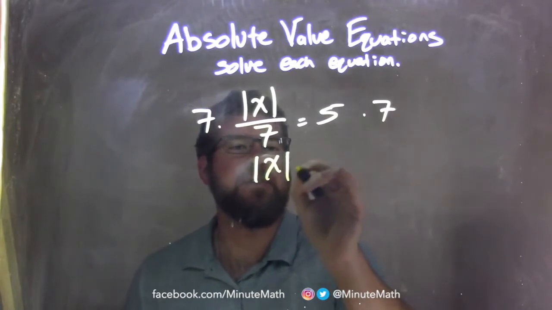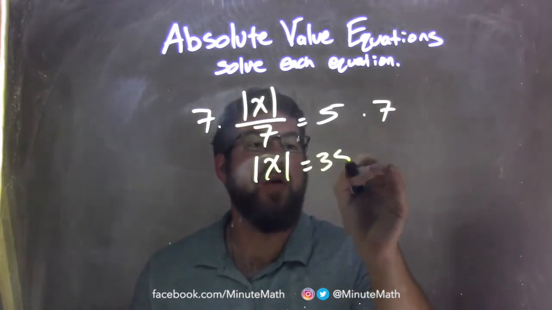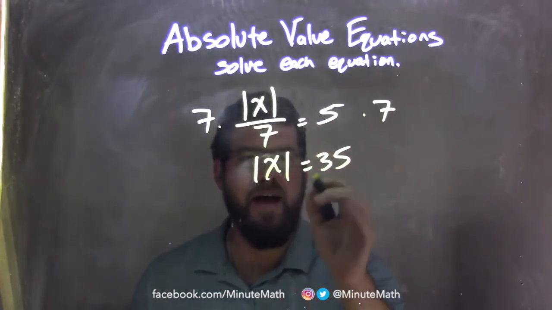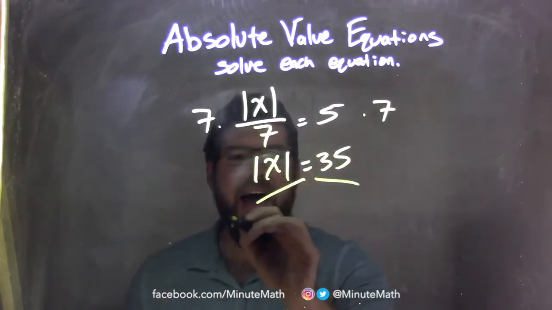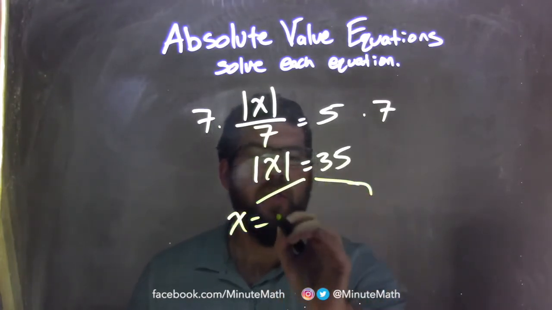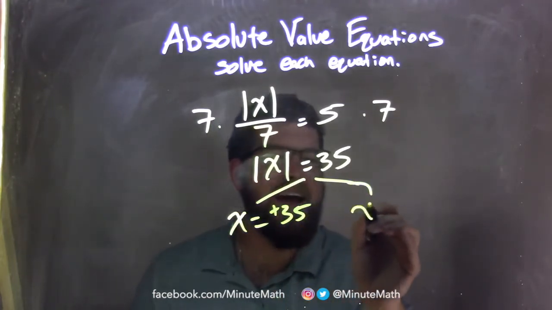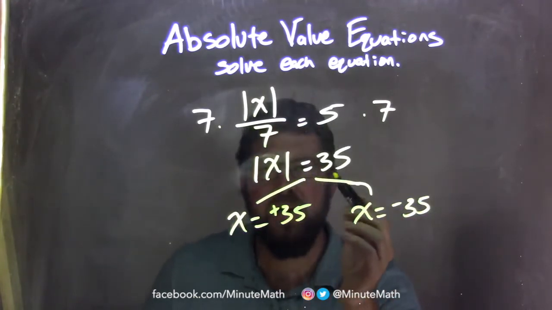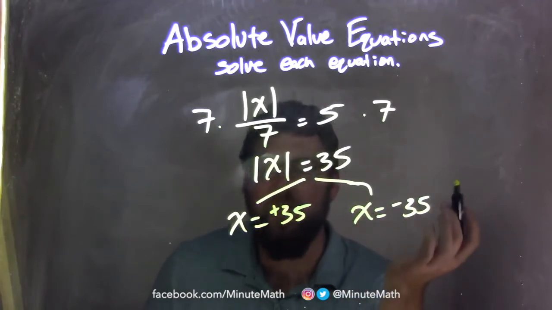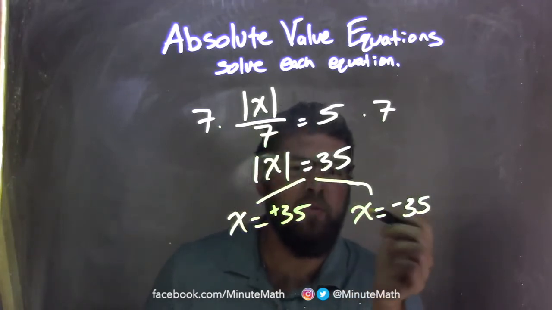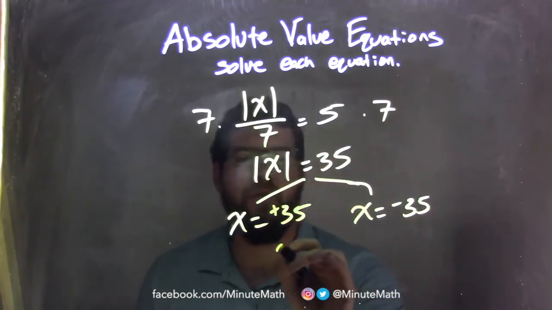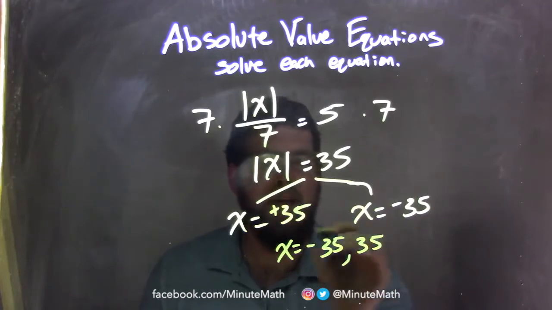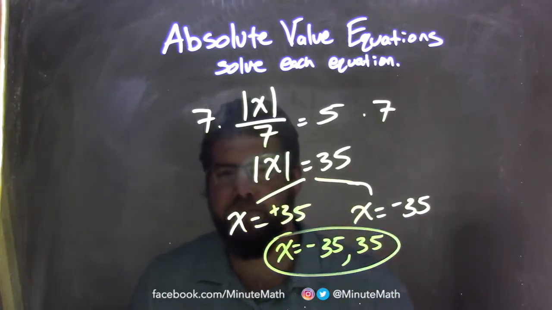Absolute value of x equals 5 times 7, 35. From there, the absolute value is already isolated. I can break this apart into two equations. X equals positive 35 and x equals a negative 35. Okay? Once the absolute value is isolated, we can break this apart into a positive and negative. From there, I'm basically done. I'm going to rewrite the lower number first. So we have x equals a negative 35 and positive 35. And that, folks, is my final answer.